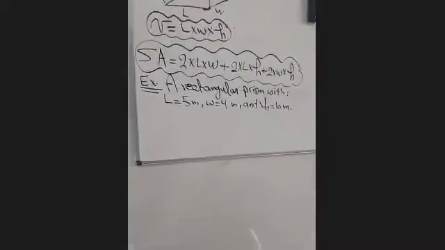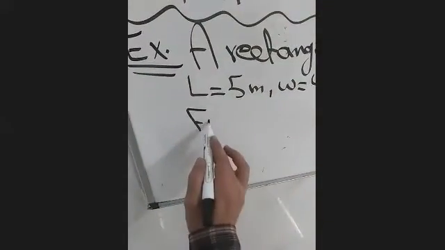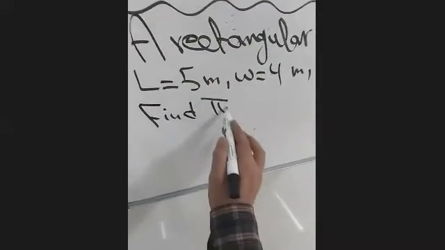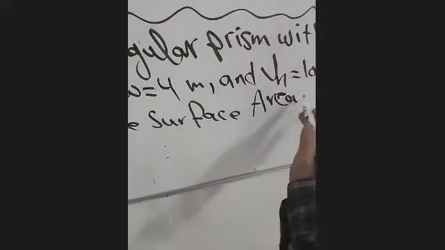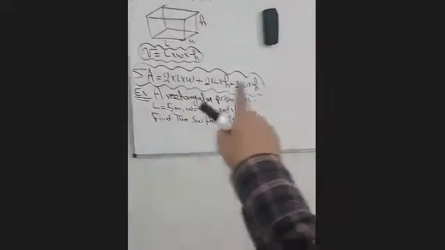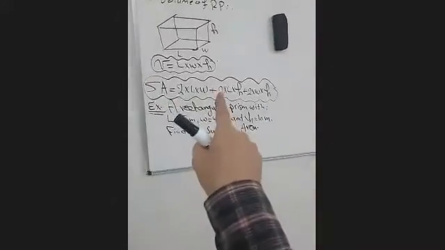Find what? The surface area. Find the surface area, not the volume. We are done with the volume. Find the surface area of this rectangular prism. I have this formula. You need to memorize it very well.